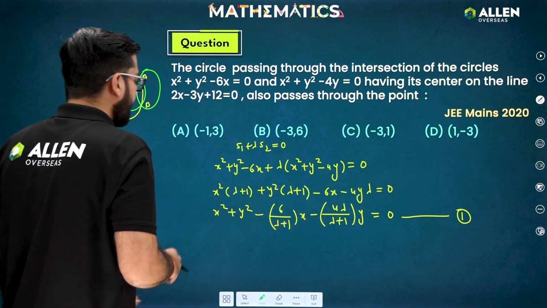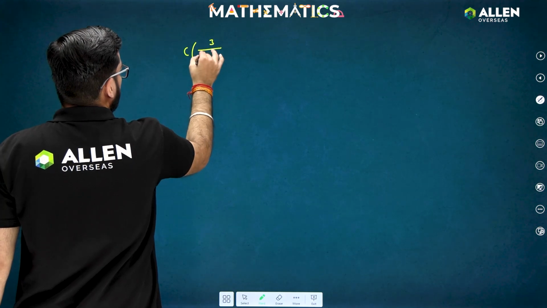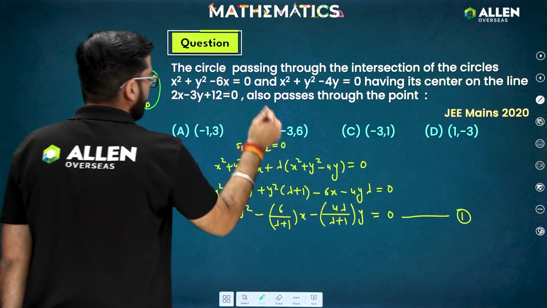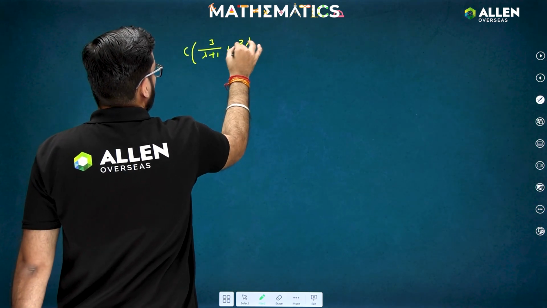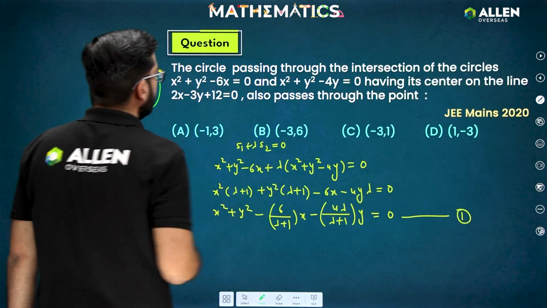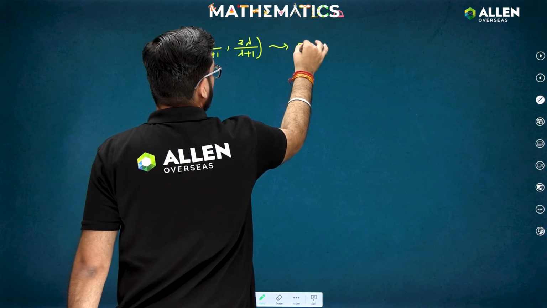So the center you can find very easily. Center you will get 3 upon lambda plus 1, while dividing by minus 2. Again you will get here 2 lambda upon lambda plus 1. According to this question, this center lies on the line 2x minus 3y plus 12 is equal to 0.